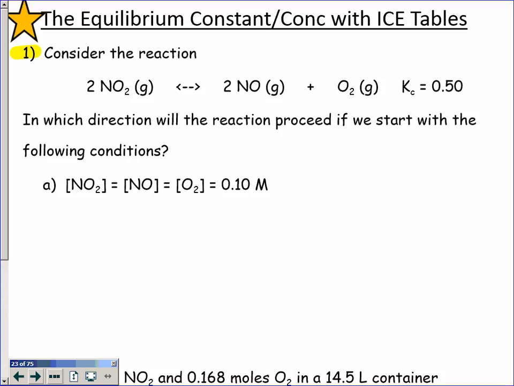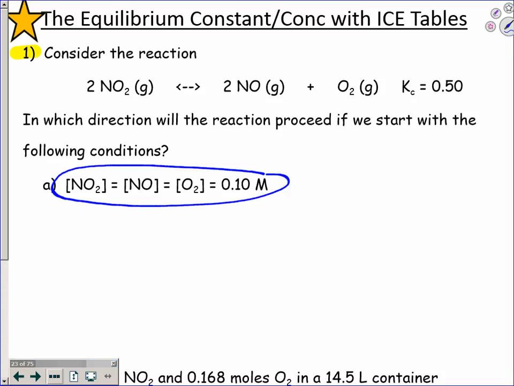So consider this reaction. In which direction will the reaction proceed, left or right, if we start with these following conditions? So how would you approach this? Well, it's giving you these concentrations. It's saying that this is what we're starting with. Okay, so find Q with these. Okay, so how do I set up Q for this reaction? You're going to use your product, so it's going to be NO, nitrogen monoxide.